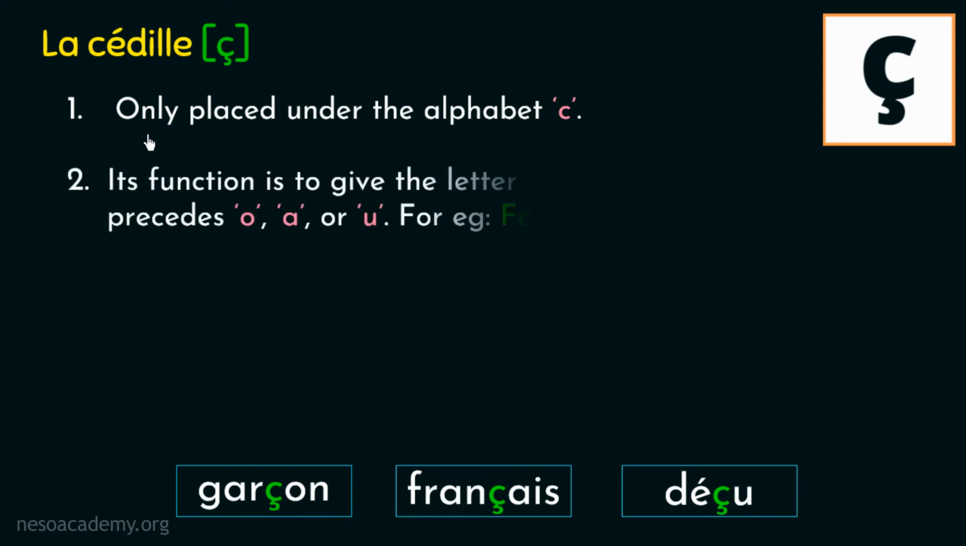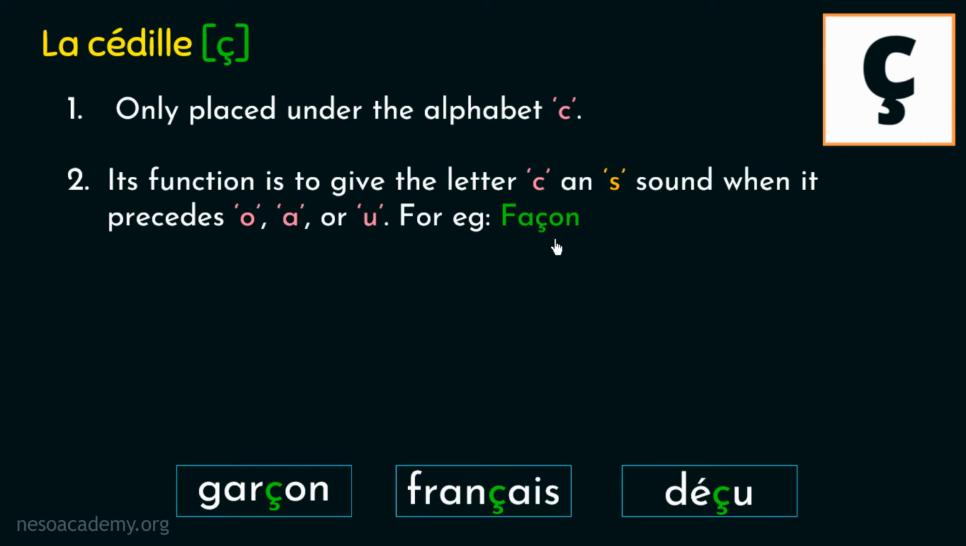Now let's talk about the point number 2. The point number 2 is very important, as it is talking about the function of this accent. This point states that the function of the accent Cedille is to give the letter C an S sound when it precedes the alphabets O, A or U. So according to this point, whenever the alphabet C precedes the alphabet O, A or U, it will give the sound of alphabet S.